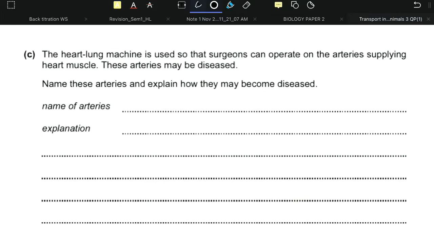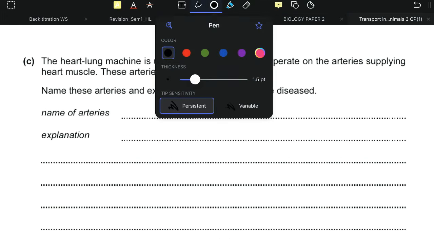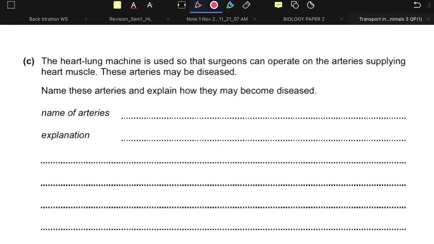All right, moving to the next question. The heart-lung machine is used so that surgeons can operate on the arteries supplying the heart muscle, and these arteries may be diseased, okay? Name these arteries and explain how they may become diseased. Now, for you guys, you only have learned about the coronary artery, which is a type of artery that can become diseased, right? You can have fat lumps coming and depositing there, and that can cause blockage.